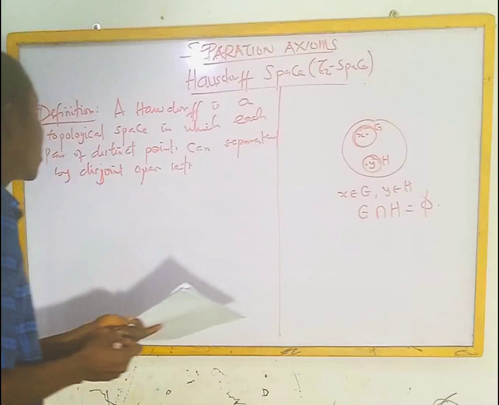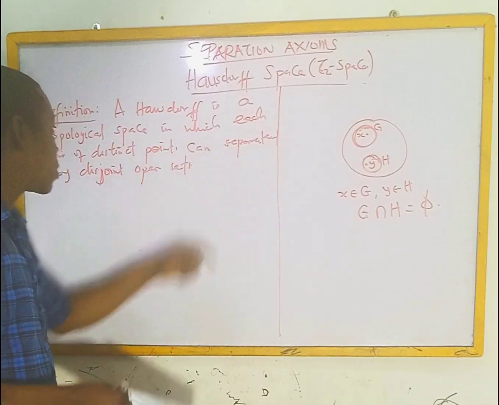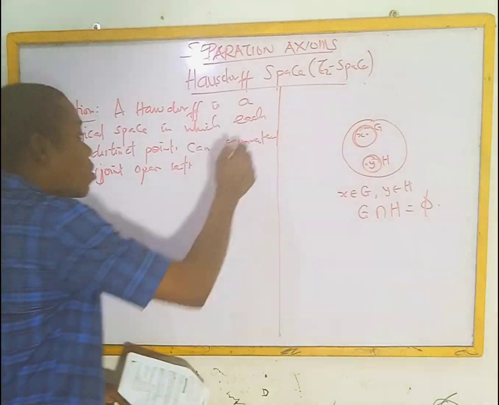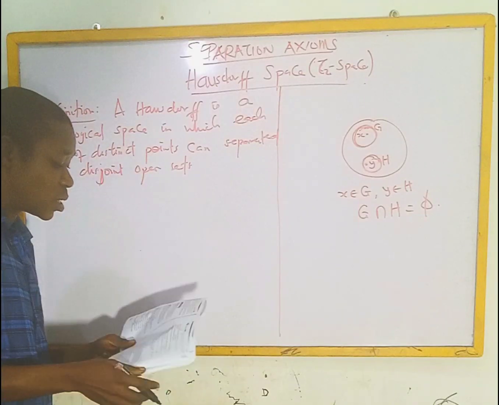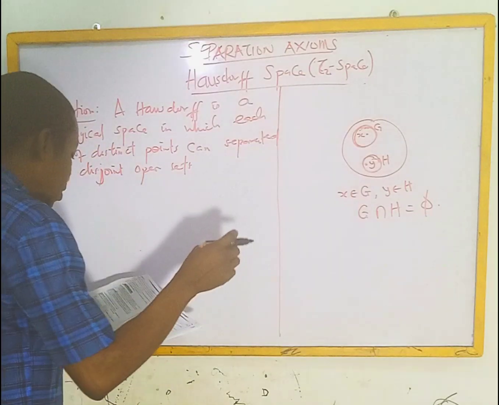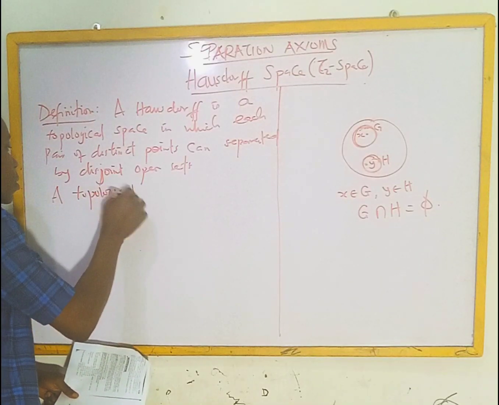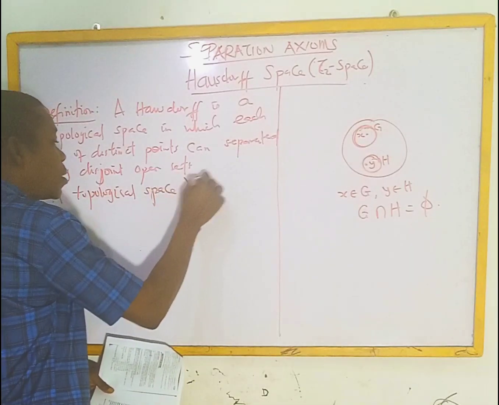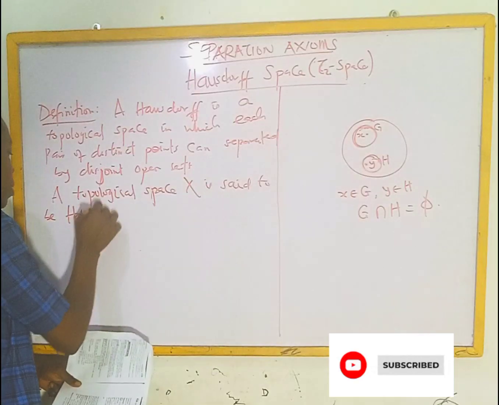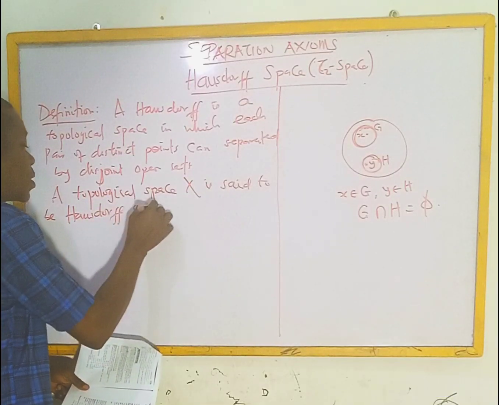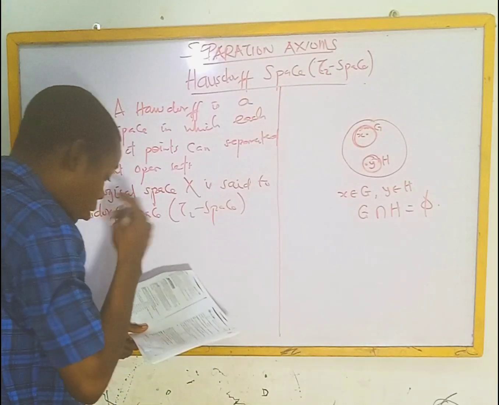So that's why I can say that it is a topological space in which each pair of distinct points can be separated by disjoint open sets. What does it mean? It means that a topological space X is said to be a Hausdorff space, or we call it Tau2 space.